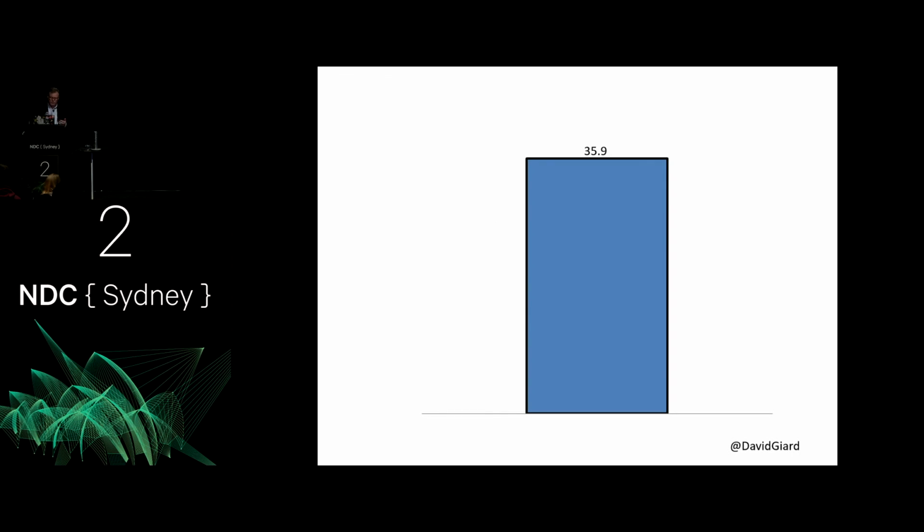So here's an example. This is a bar chart. Bar charts aren't perfect. They're not really efficient. And this is just one point. It represents the number 35.9.